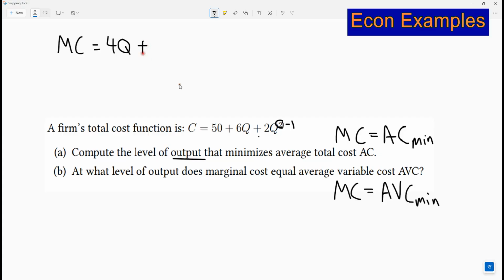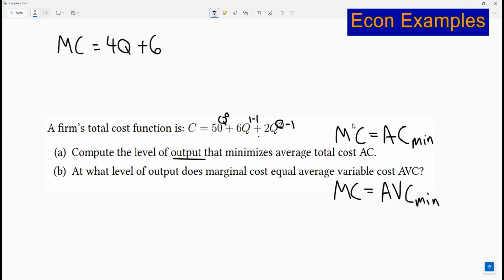Then we're going to add it to this part. This is q to the 1. The partial derivative with respect to q is 1 times 6, which is 6, and we take 1 away, so we end up with q to the 0. Now, q to the 0 is 1, so that would be like saying 6 times 1, which you don't usually write. You just write 6. Here, there is no q, so it's like 0 times 50, and then it's 0. So this is our marginal cost.